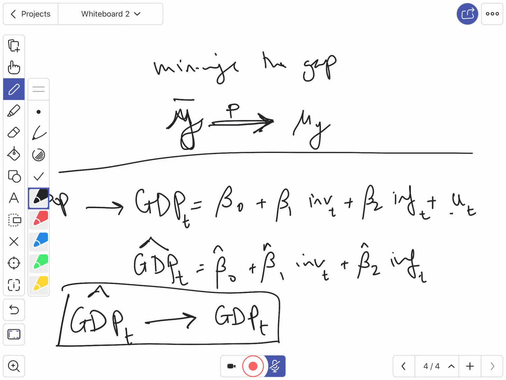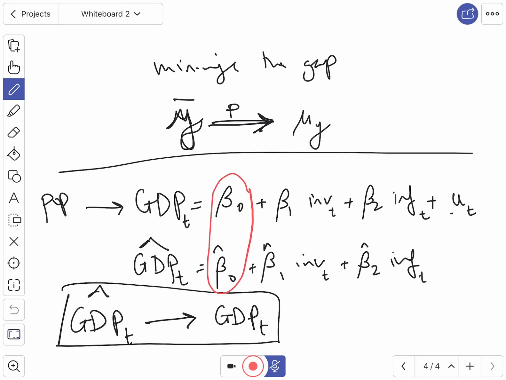In other words, I want to make sure that beta hat naught is very close to beta naught, beta hat 1 is very close to beta 1, beta hat 2 is very close to beta 2, so that I can minimize this error as much as possible. So you want to minimize the error in your estimation as much as possible by making your estimator very, very close to the true or the actual population parameter.